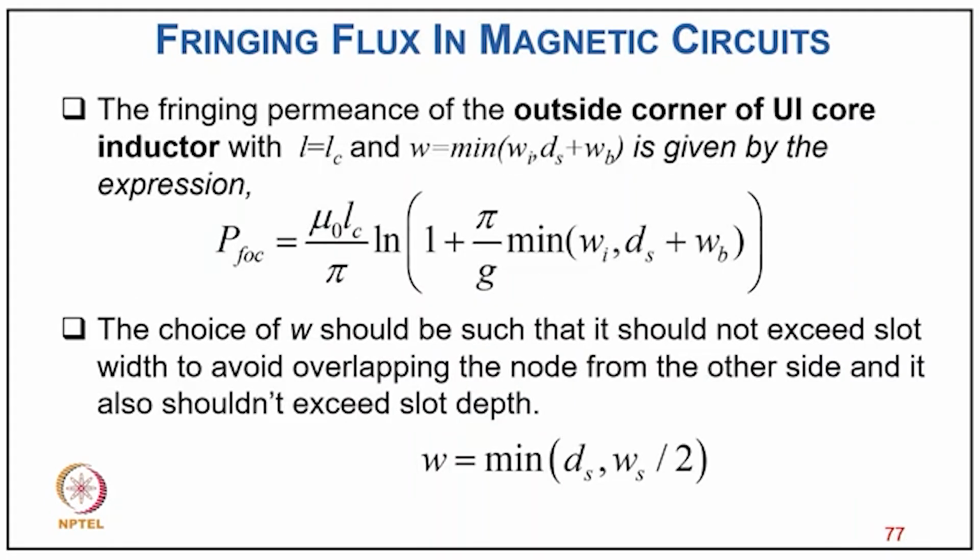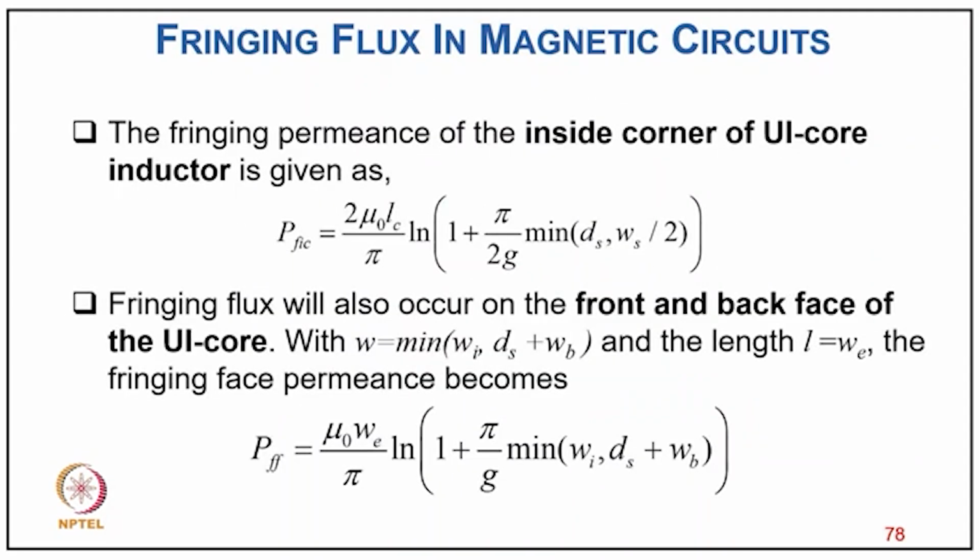So you can call it fringing permeance of the outside corner of UI core inductor with the L equal to LC and W equal to minimum of WP into WI into DS plus WB, given by the expression PFOC equal to mu 0 LC upon pi logarithmic of in bracket 1 plus pi upon G and minimum of WI into DS plus WB. The choice of W should be such that it should not exceed the slot width to avoid the overlapping of the node from the other side, and it also should not exceed the slot depth, and W equal to minimum of the DS and WS by 2.